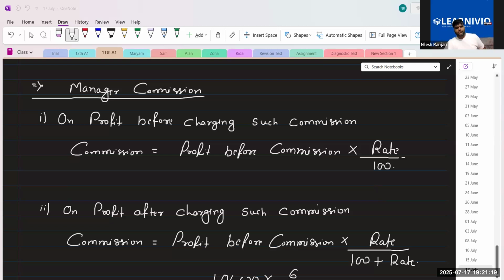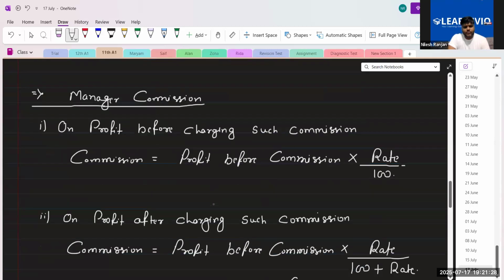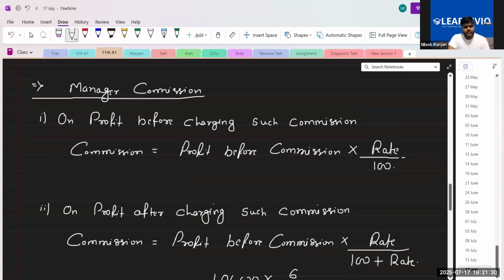But can you scroll down? That's it. There is nothing left. Only the formula you have tried. All the parts of X and 100 are just for explanation purposes. You can simply use the formula and get the answer. Profit before commission into rate by 100 plus rate.